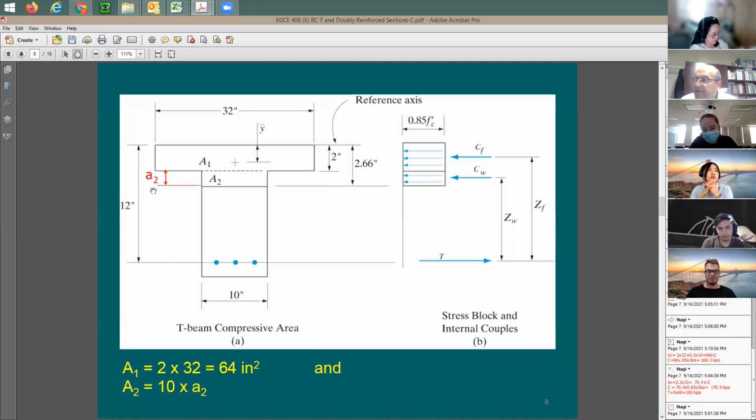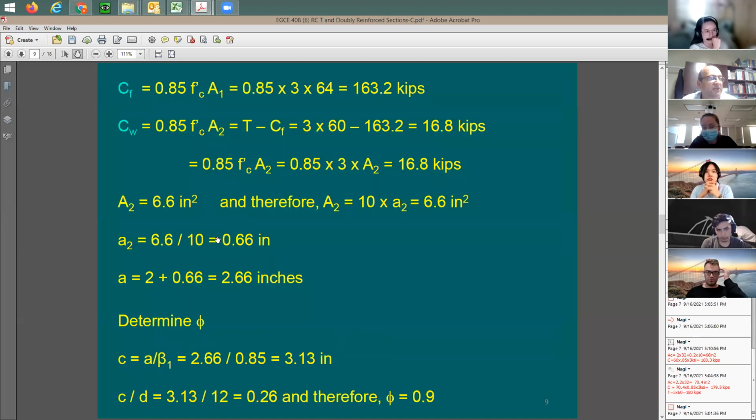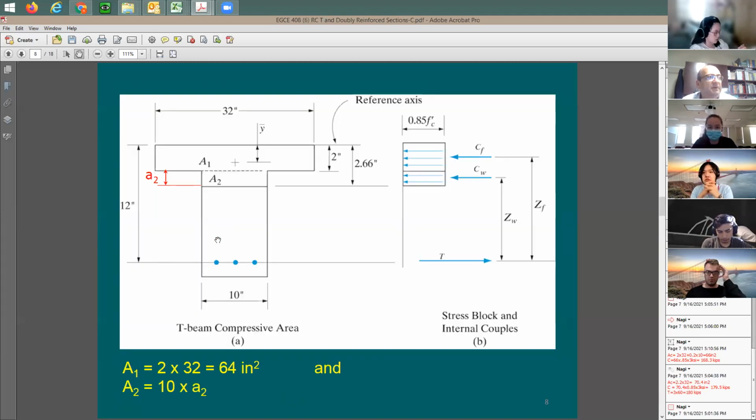I guess I'm gonna stop at this point. I don't think that I'm gonna have enough time to finish this example. So I'm gonna stop right here and then we'll continue next time from where we stopped. Any questions before you go?